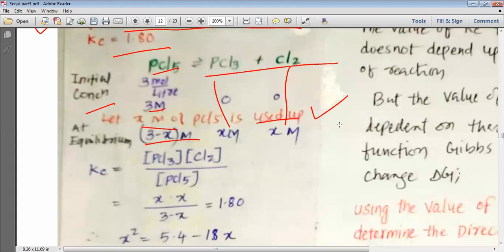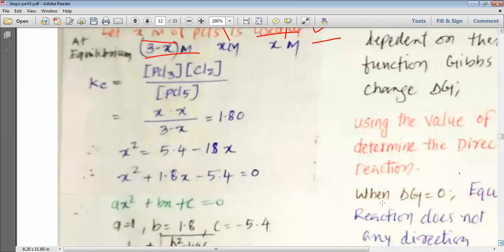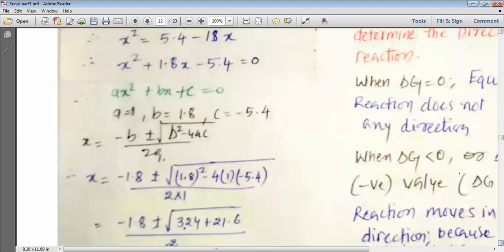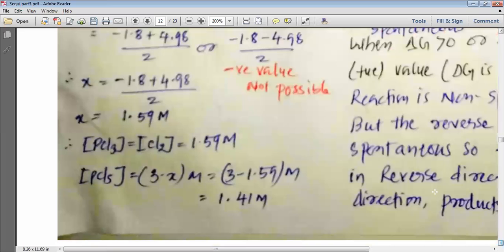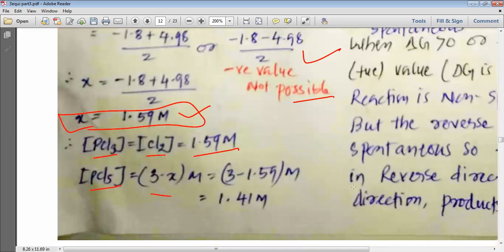Now by putting all these values into the expression for Kc, we can find Kc is equal to concentration of PCl3, which is X, the concentration of Cl2, which is X, and concentration of PCl5 is equal to 3 minus X, and the value of Kc is given 1.80. So by solving this equation, we find out the value for our X, and the negative value for X is not considered, and the value of X is considered as 1.59 molar, and that is why the concentration of PCl3 and concentration of Cl2 is 1.59 molar, whereas the concentration of PCl5 is 3 minus X, that is 3 minus 1.59 molar, that is 1.41 molar.